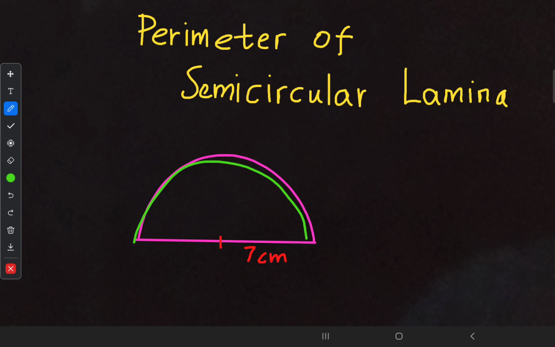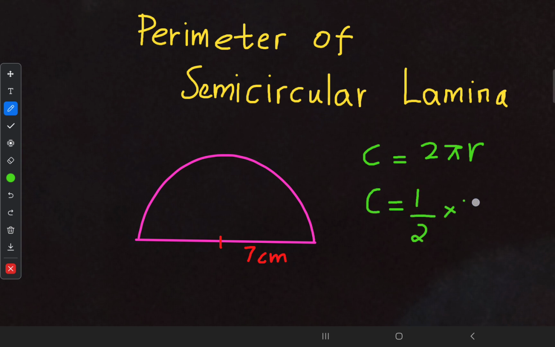Let's find what this is. You know the circumference equation, which is 2 pi r. That's for a full circle. Here we have a half circle, so C should be half times 2 pi r. For example, if 1 kilogram of rice is 200 rupees, what is the price of half a kilogram of rice? Half of 200. Likewise, the circumference of a full circle is 2 pi r, and here we have a semicircle, so that should be half of 2 pi r.